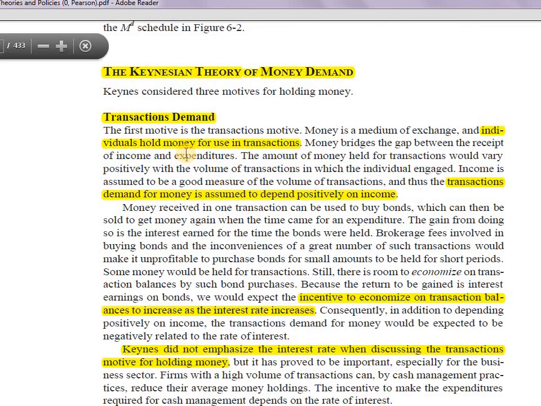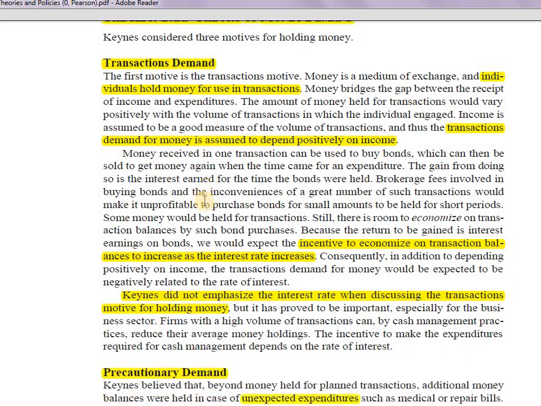We'll talk about two components only, that is transaction demand and precautionary demand, because speculative demand is something that requires an understanding which is quite important for us to understand many other concepts also. So we'll talk about speculative demand in our next video, because I'm a little short of time right now. So we'll end with the precautionary demand.